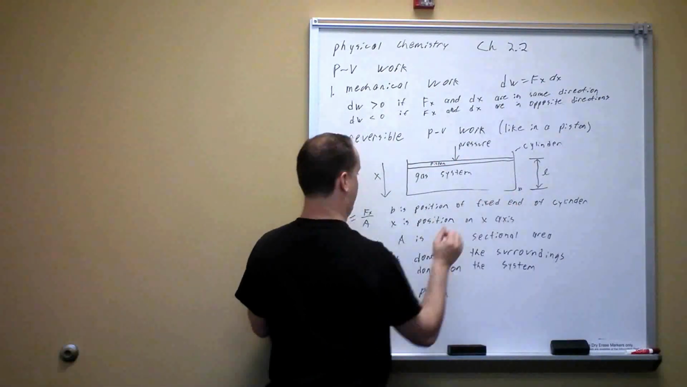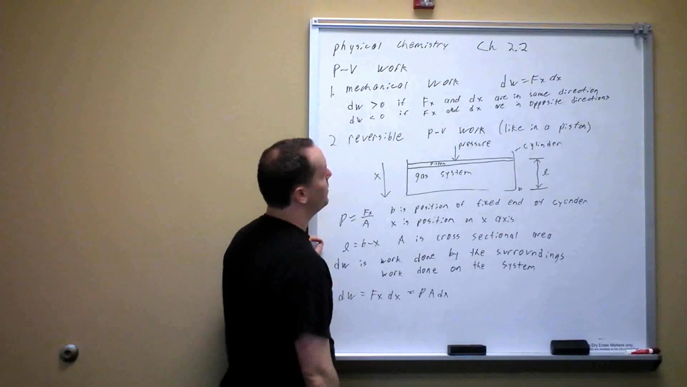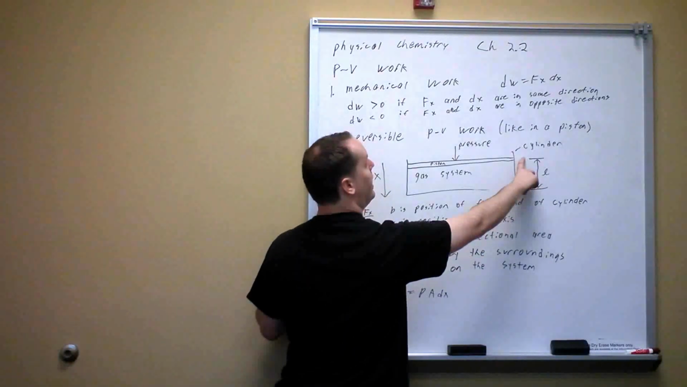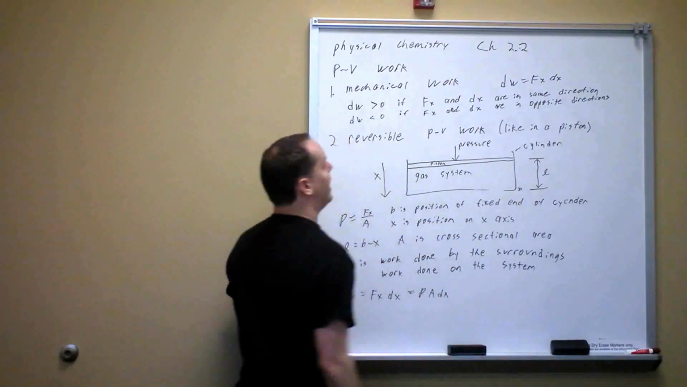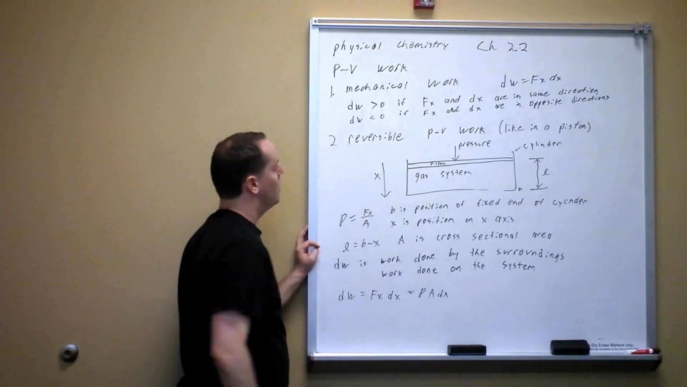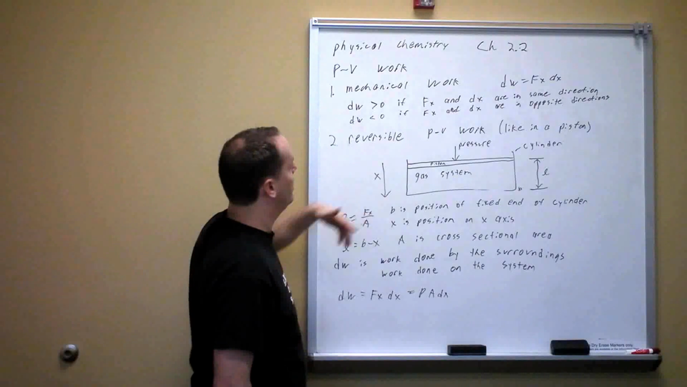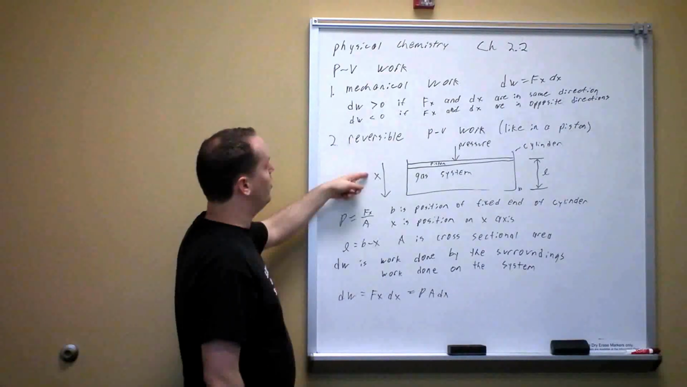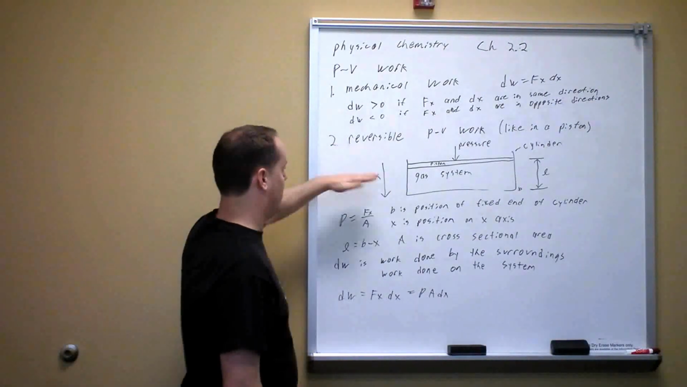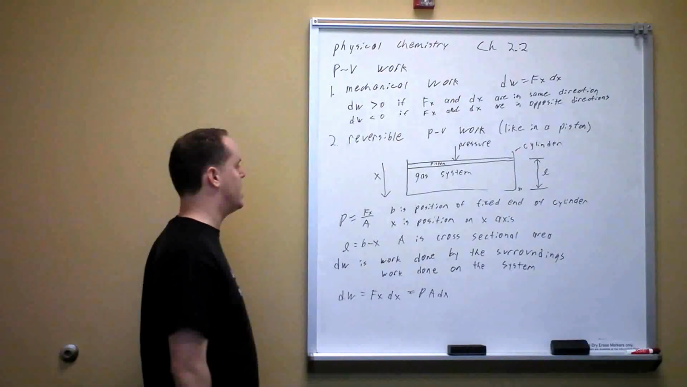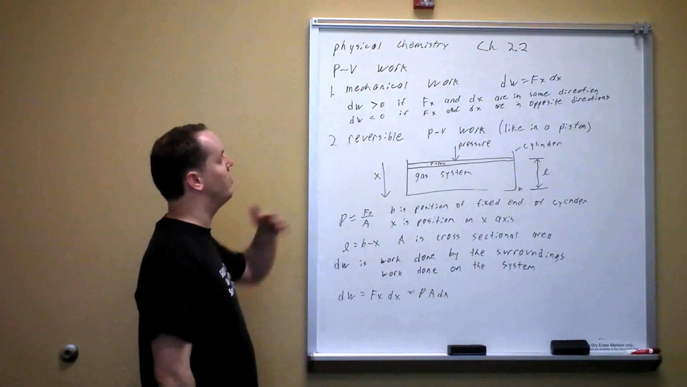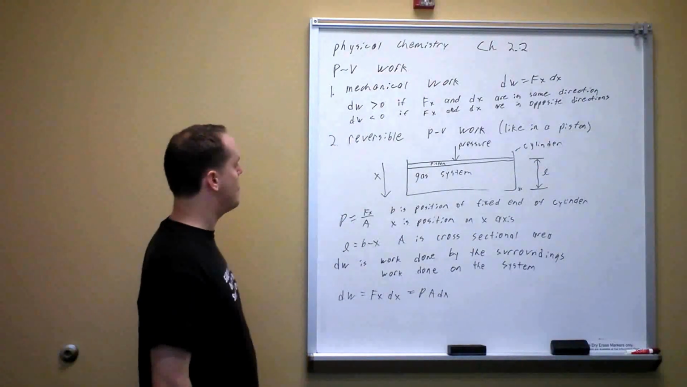B here, this is the fixed end of our cylinder. So L, lowercase cursive l, that's the length of our system. And then X, we have our x-axis coming down, and X would be our position of the piston at any time. And it's going to change over time as the piston moves up and down.